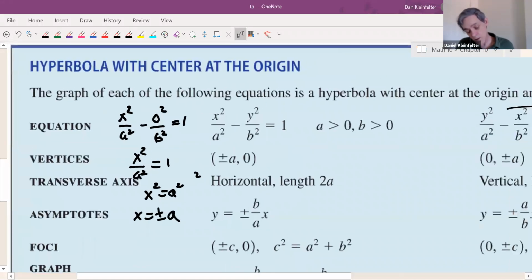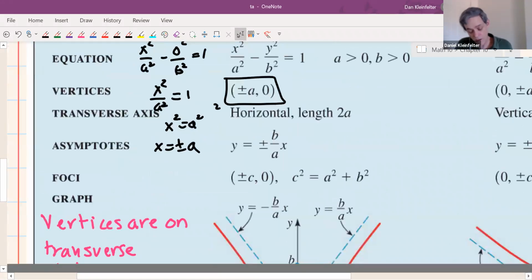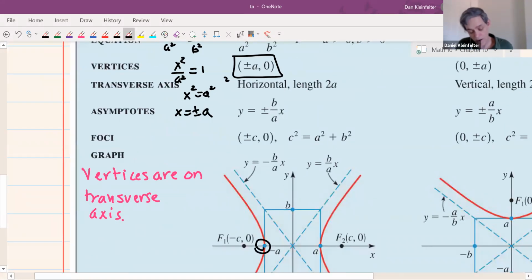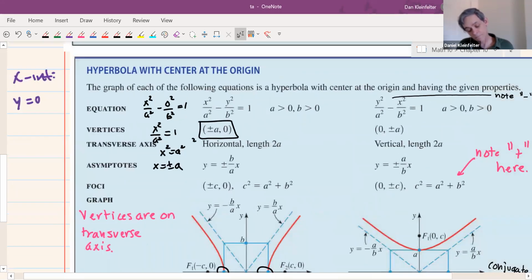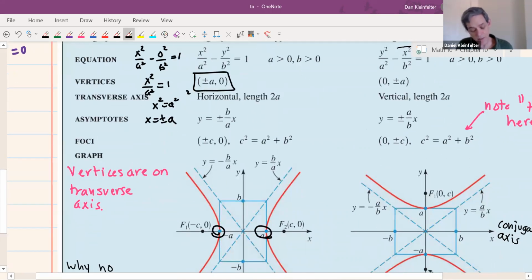And so that corresponds to these points where the vertices are, okay? And as far as the graph goes, they're at minus a,0 and a,0. Okay. The transverse axis is the length of the segment that joins the two vertices. Okay, the segment that joined the two vertices in an ellipse was called the major axis. The segment that joins the vertices in a hyperbola is called its transverse axis.